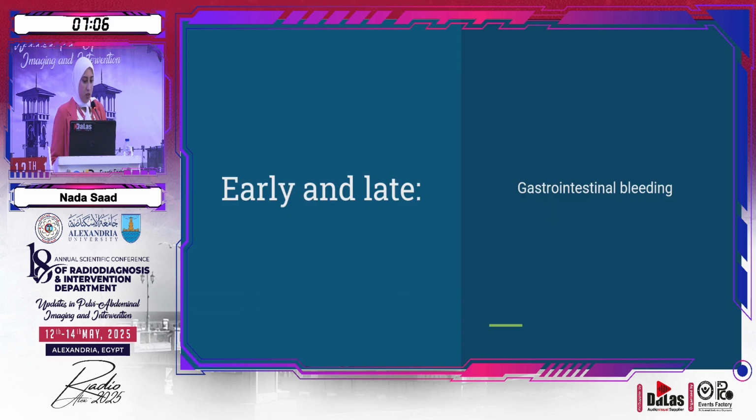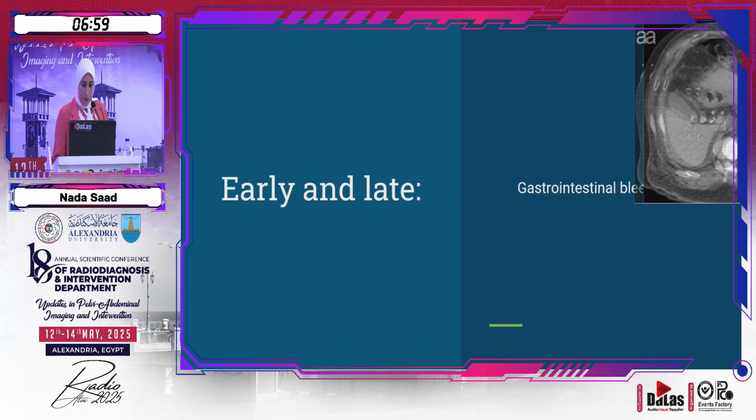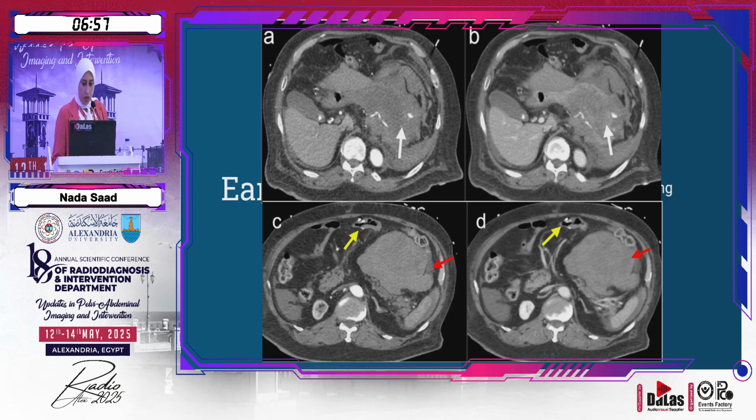One of the early and late complications after Roux-en-Y gastric bypass is gastrointestinal bleeding. This is CT abdomen and pelvis with intravenous contrast. A and C are arterial phases, B and D are venous phases, showing a sizable hematoma related to the excluded stomach with a focus of active contrast extravasation, denoting gastric bleeding.